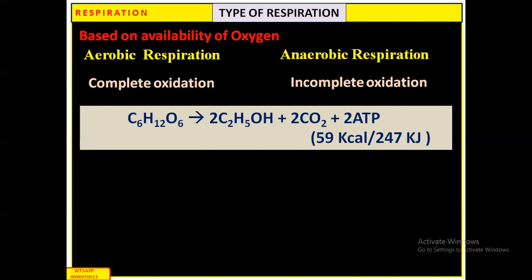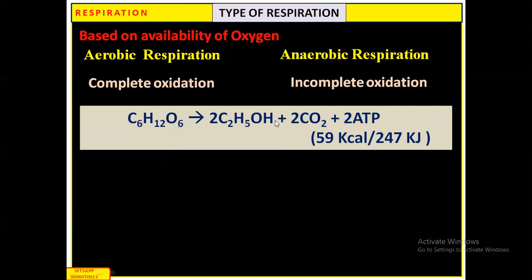What is meant by incomplete oxidation? Now, the total number of carbons present in glucose is not completely released in the form of carbon dioxide. Less carbon dioxide is released than the number of carbons present in the substrate. It is called anaerobic respiration. It is the incomplete oxidation of the substrate.